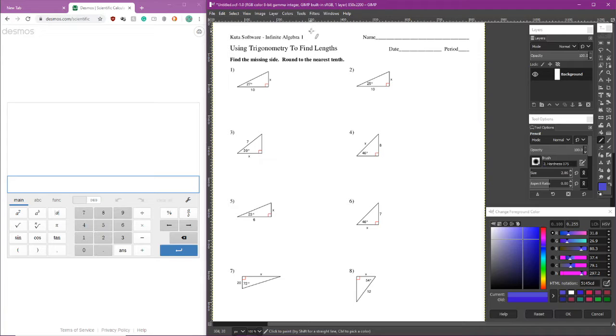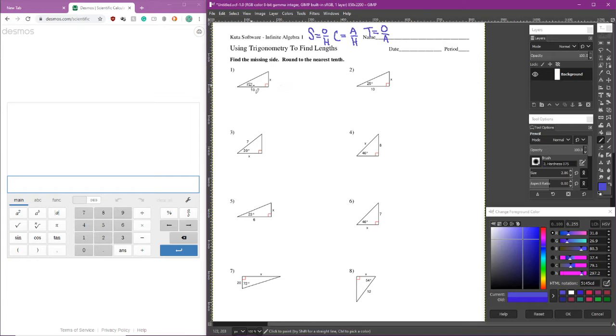We remember that we had a way to remember these trig functions as SOHCAHTOA. So sine equals opposite over hypotenuse, that's the SO, and cosine equals adjacent over hypotenuse, that's the CA, and TOA is tangent equals opposite over adjacent. So SOHCAHTOA, and I'm just going to leave that up there so that I can refer to it at any time.